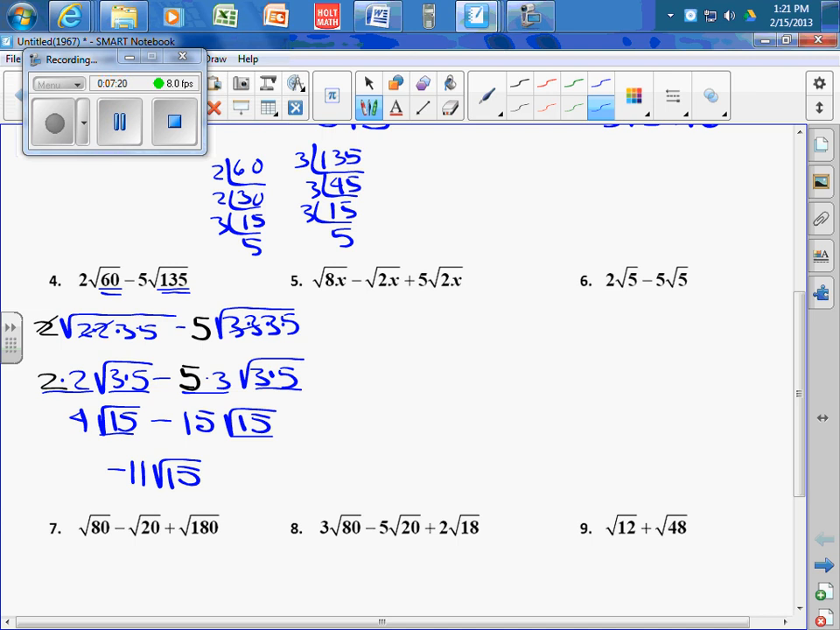In number 5, radical 8x can be simplified. Do you remember what it is? 2 radical 2x. And then I have minus radical 2x and plus 5 radical 2x. Well, do you remember what the coefficient is for the first term? Right, it's 2. Do you remember what it is for the second one? It's minus 1. There is a 1 in front of that radical 2x. Don't forget that. And we're going to take 2 minus 1 is 1, plus 5 is 6, 6 radical 2x. 2 radical 5 minus 5 radical 5 is negative 3 radical 5.